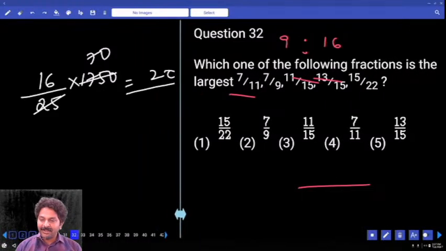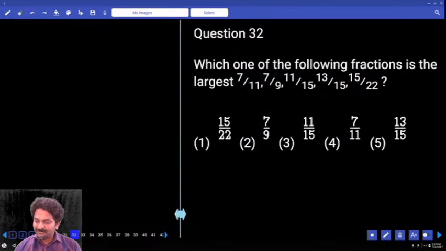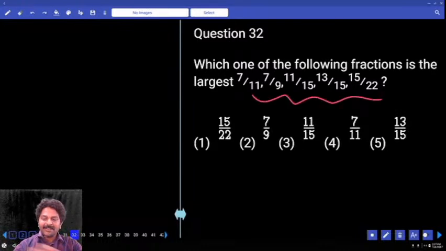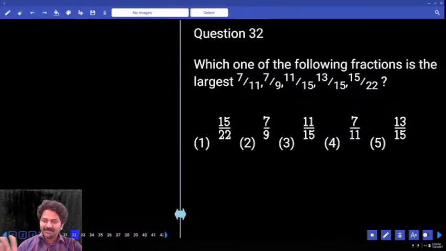Which one of the following fractions is the largest one? Right, so now you need to eliminate one by one. If you want to do it properly, you need to calculate the LCM of all the denominators, take it as common, and then identify every other fraction's numerator. That is a lengthy process.